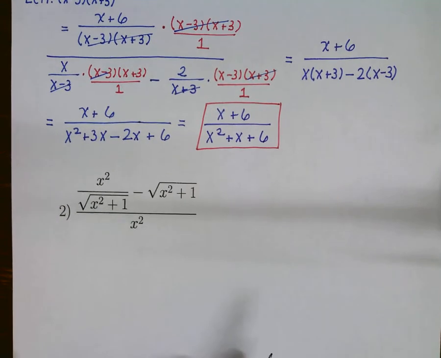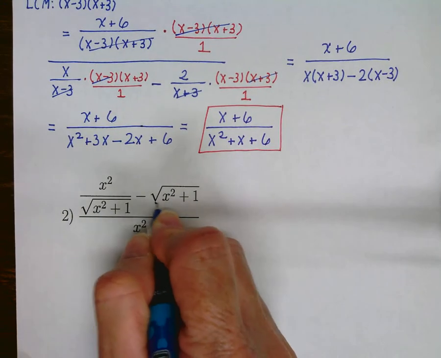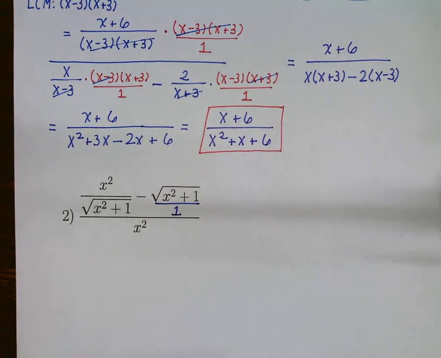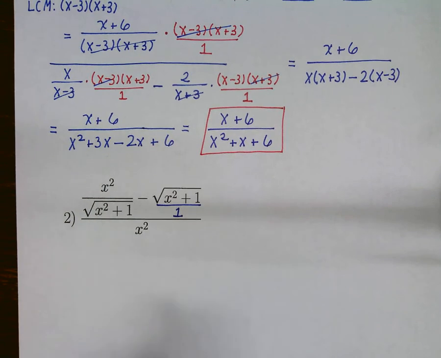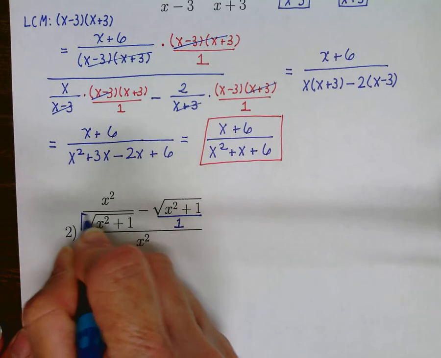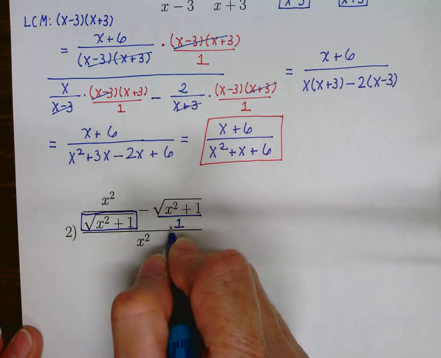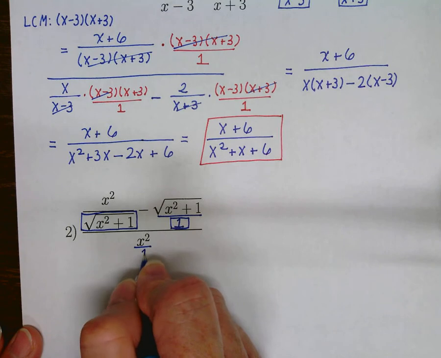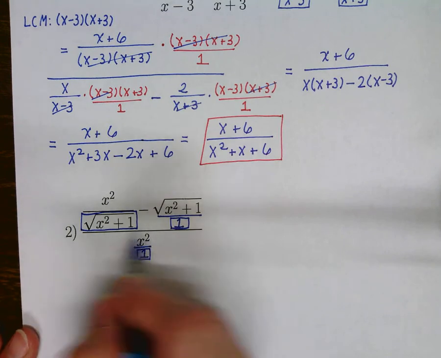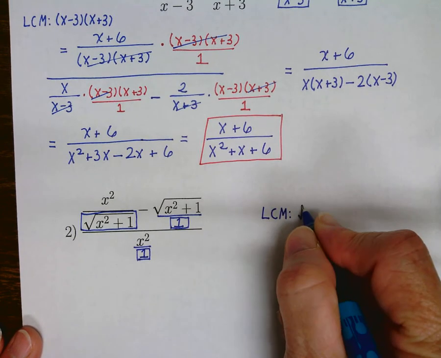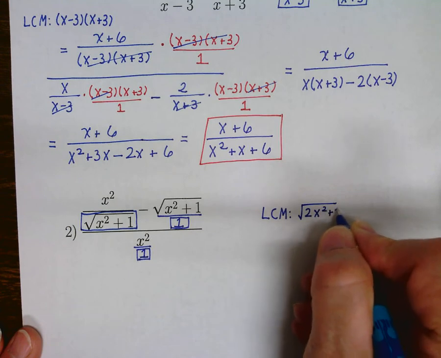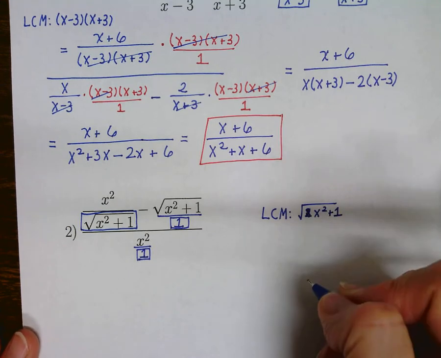Now this is not a rational expression because we have square roots involved as part of our terms and part of our fractions. But this is an expression that we'll see in calculus, so we want to learn how to deal with it. And we do the same thing, okay? We still look at our denominators. And here again, think of that as x squared over 1. And if I look at all three of them, I see that the LCM is just the square root of x squared plus 1.